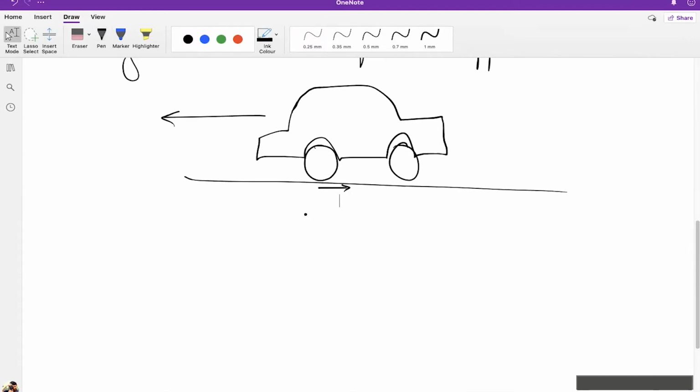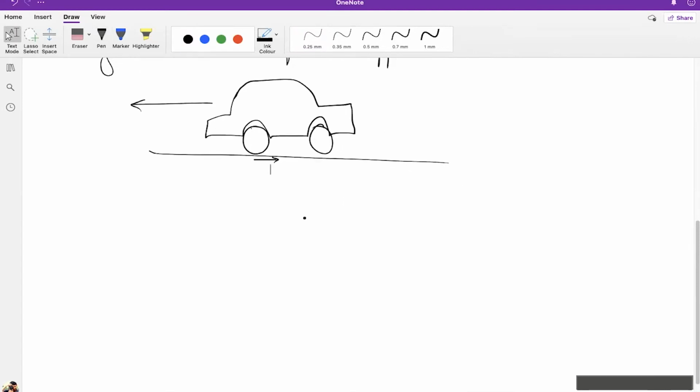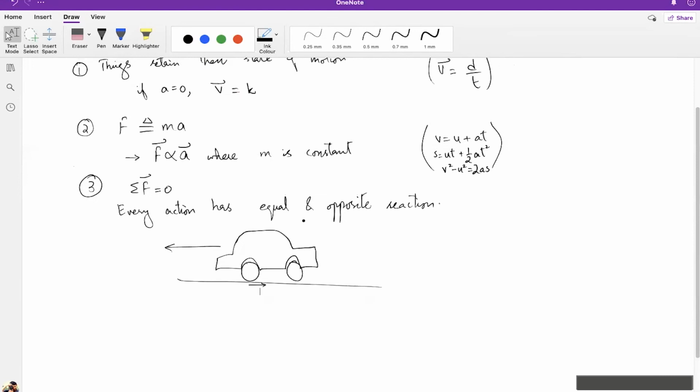So there was this MCQ in the exam based on this. The car is moving in a certain direction. How is the tire turning? So that is anti-clockwise right now.